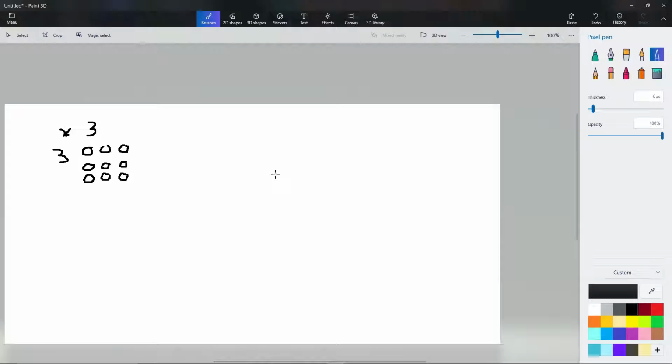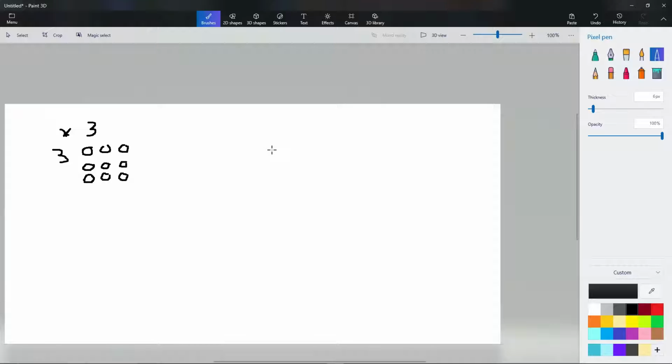So you're going to need to learn 1 times 1, 1 times 2, 1 times 3, 1 times 4, 1 times 5, 1 times 6, 1 times 7, 1 times 8, 1 times 9, 1 times 10, 1 times 11, 1 times 12. And then 2 times 1, 2 times 2, 2 times 3, 2 times 4, 2 times 5, and so on and so forth. You will need to memorize these numbers as it'll make things run a little bit more smoothly.